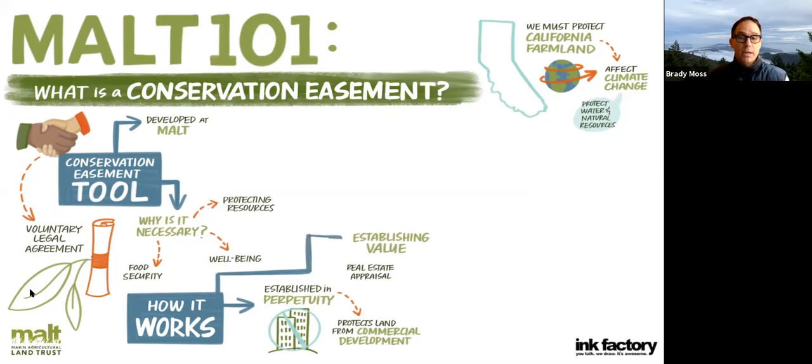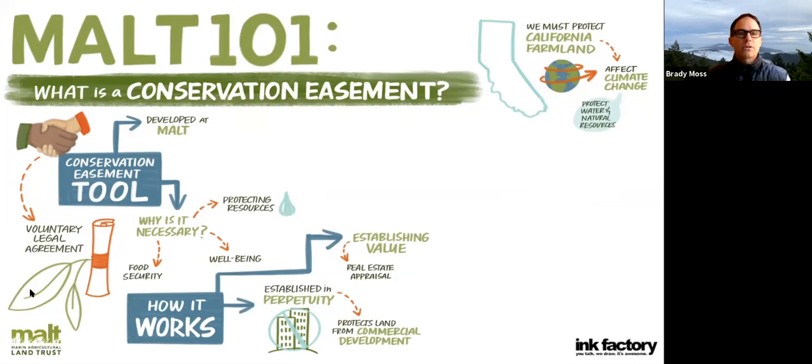It all starts with an application. So a property owner has to submit to us information about their land, such as the nature of their agricultural operations, why they're seeking an easement, and many other details. And then MALT staff assess the application according to our criteria. We want to know things like, will the easement advance MALT's mission? And does the property have the capacity to support ongoing productive agricultural use?